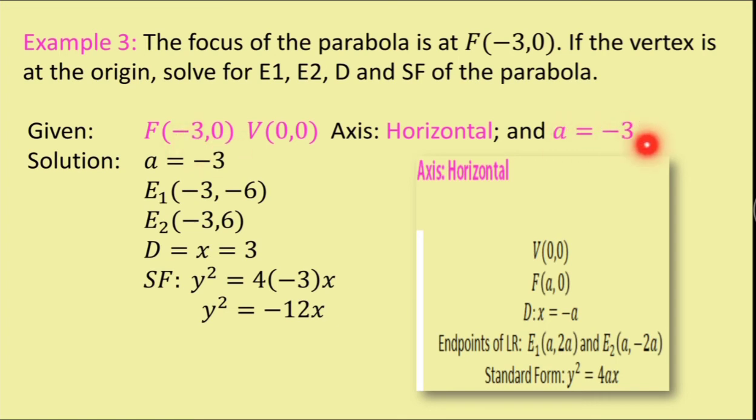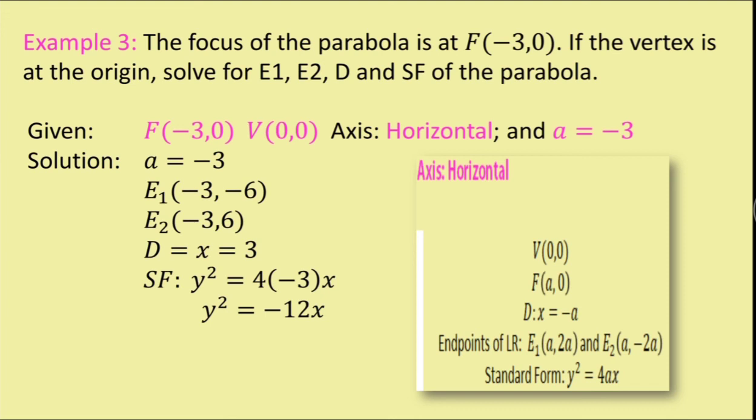So we will use this a, negative 3, and this pattern, axis horizontal, to find endpoint 1, endpoint 2, the directrix, and the standard form. Endpoint 1 is at (a, 2a). A is negative 3, and 2 times negative 3 is negative 6. While endpoint 2 is at (a, negative 2a): a is negative 3, and negative 2 times negative 3 is positive 6. Then the directrix is at x equals negative a, and negative times negative 3 is positive 3.